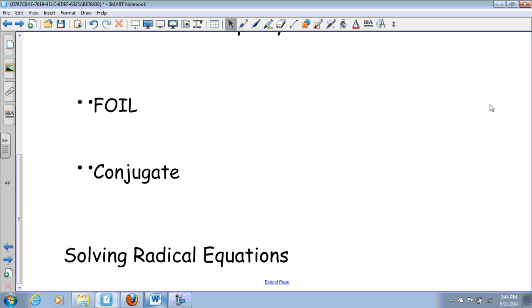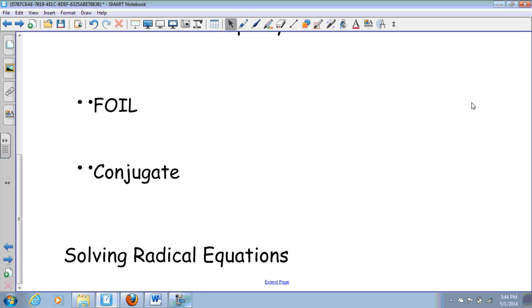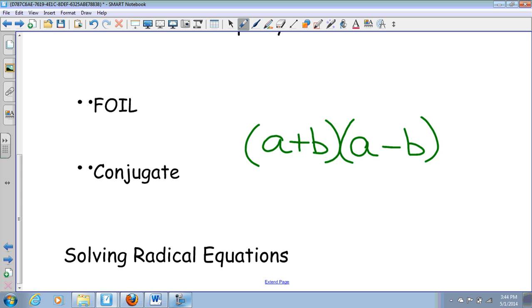Okay, this video is on conjugates. It's on page 623 in your textbook. If you want to follow along in the examples, you'll see the word conjugates in yellow towards the bottom of the page. I want to remind you first, though, about the difference of two squares when we were doing the polynomials unit.